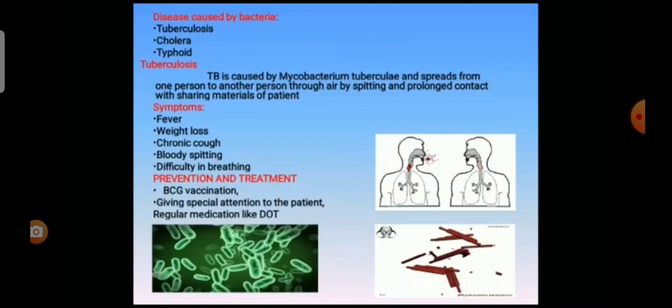Diseases caused by bacteria are tuberculosis, cholera, and typhoid. Now we see about the tuberculosis. TB is caused by Mycobacterium tuberculosis and spread from one person to another person through air by spitting and prolonged contact with the sharing materials of patients. The symptoms for tuberculosis are fever, weight loss, chronic cough, bloody spitting, difficulty in breathing.